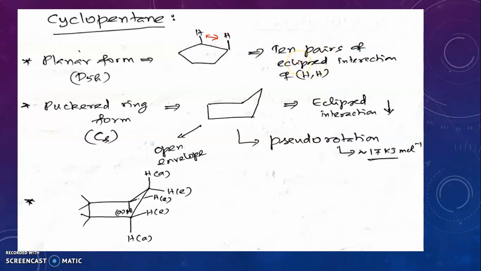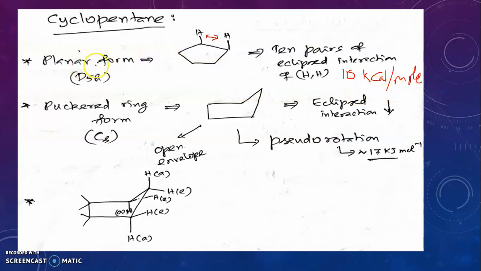Each pair will raise the potential energy by 1 kilocalorie per mole. So 10 pairs means 10 kilocalories per mole of energy increases due to this interaction. 10 kilocalories per mole of energy increases.